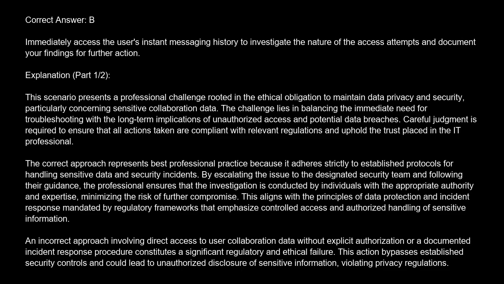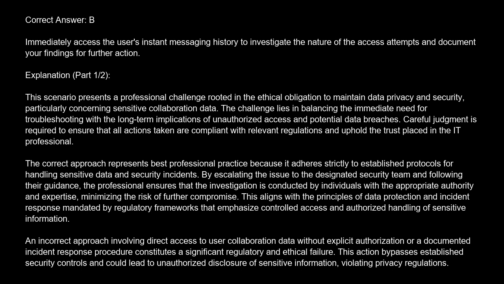The correct answer is B. Immediately access the user's instant messaging history to investigate the nature of the access attempts and document your findings for further action. Explanation. This scenario presents a professional challenge rooted in the ethical obligation to maintain data privacy and security, particularly concerning sensitive collaboration data.